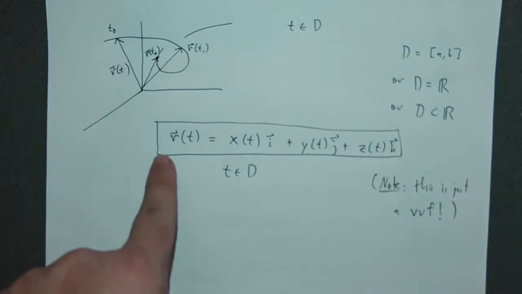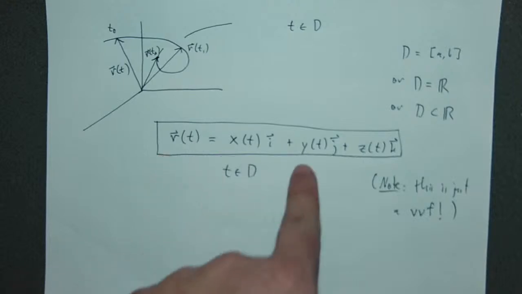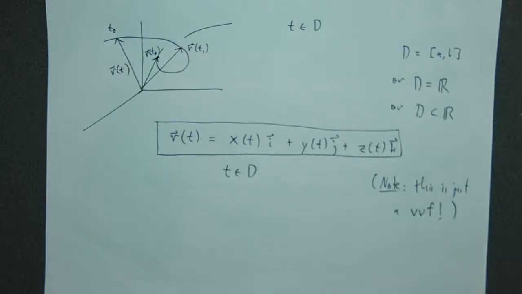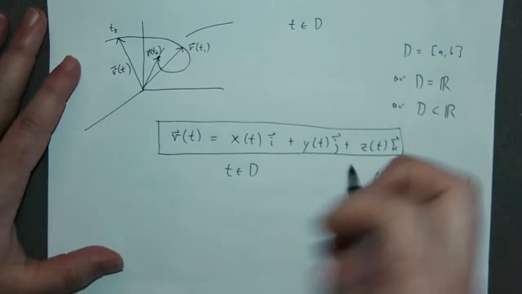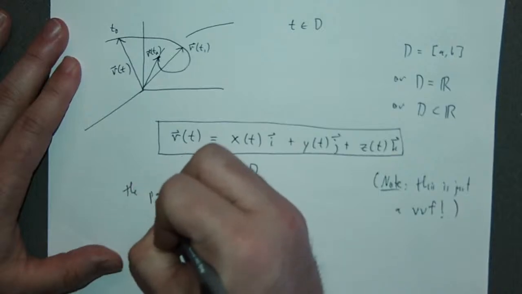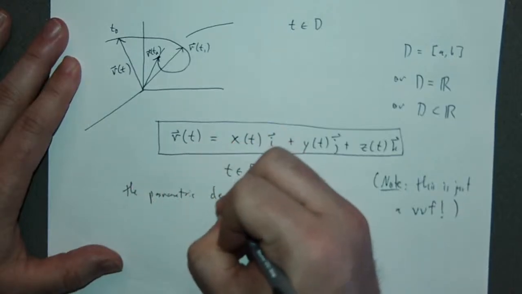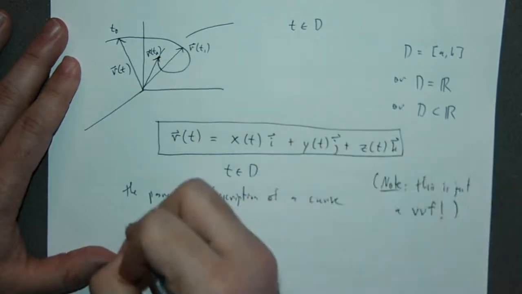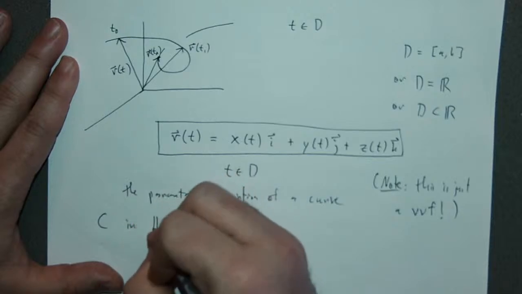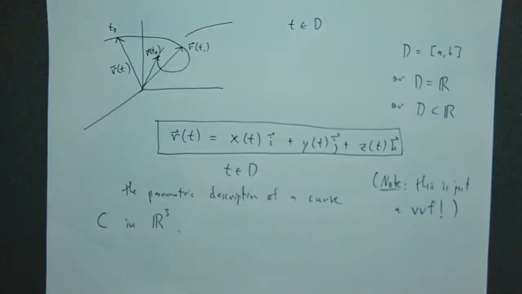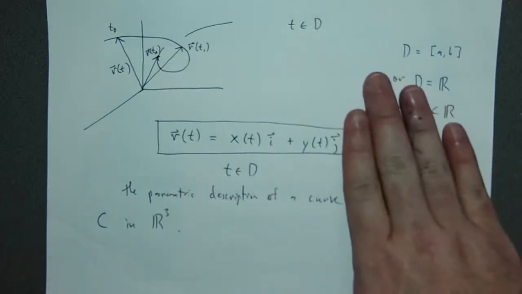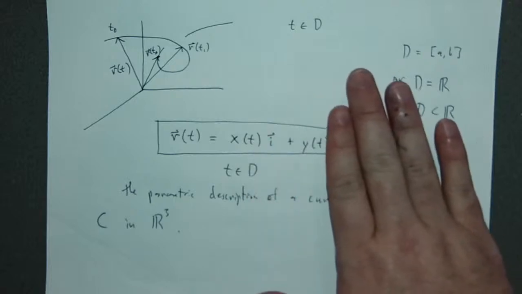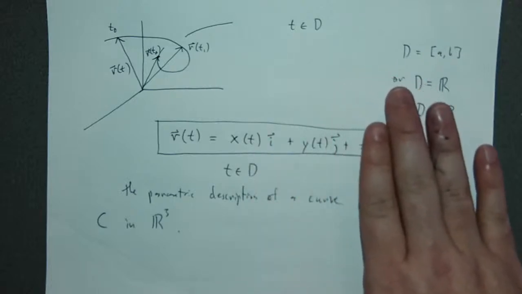Instead of calling it big F, we call it R, and instead of calling these things f sub 1, f sub 2, and f sub 3, we call them x, y, and z, and they're functions of t. And so this is the parametric description of a curve C in space in R3. And of course, everything that I'm doing conceptually here, as far as this notation goes, if I drop this entirely and talk about curves parametrized as x of t i plus y of t j, I can do this for curves in the plane.